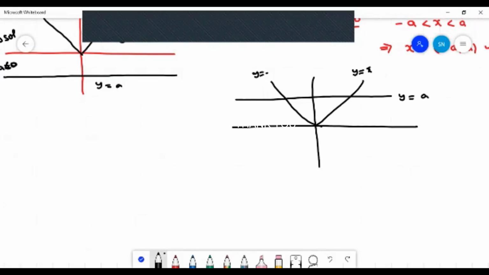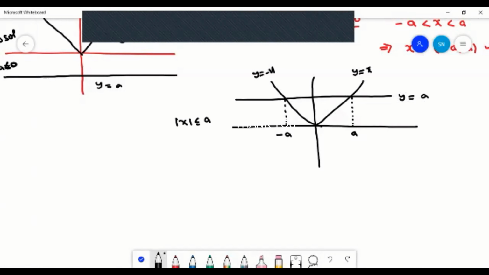Here y equals minus x. As we know, the abscissas of the points of intersection are a and minus a, right? So we are looking for modulus of x less than or equal to a. A is included, and minus a is also included.